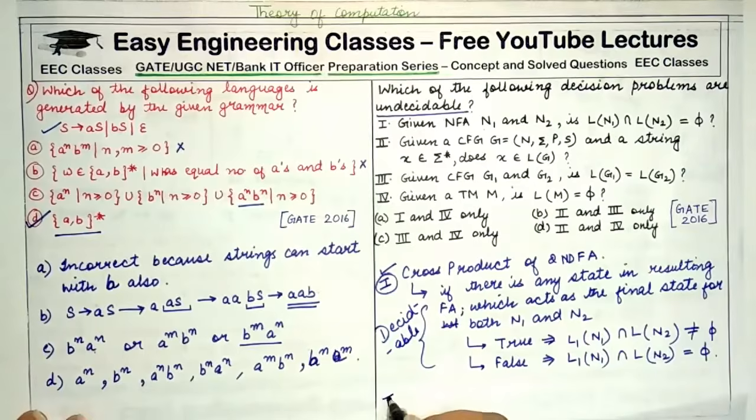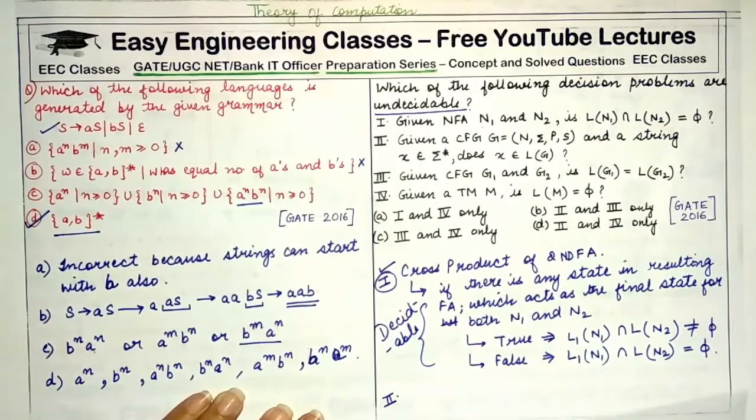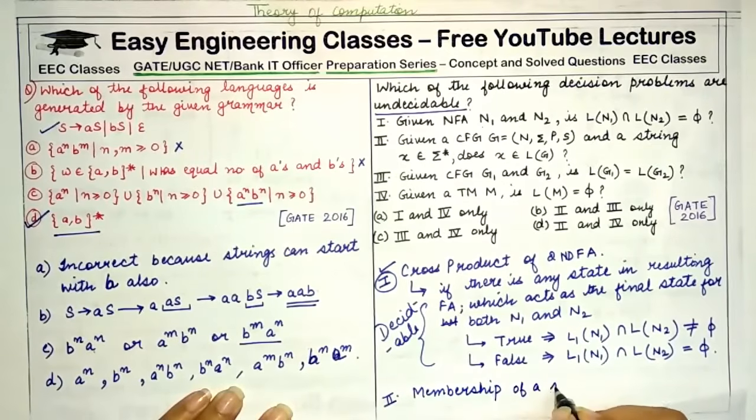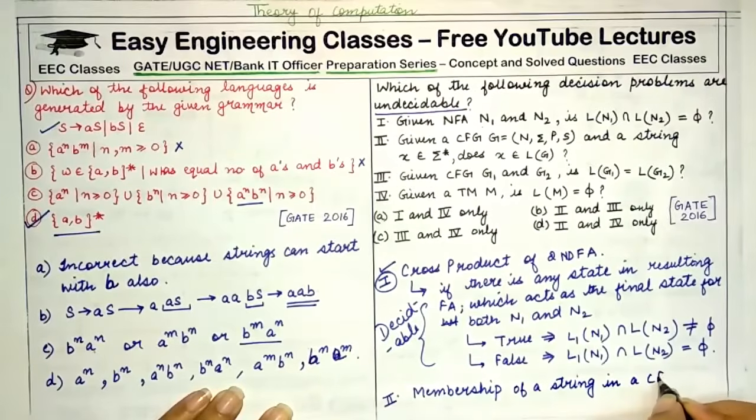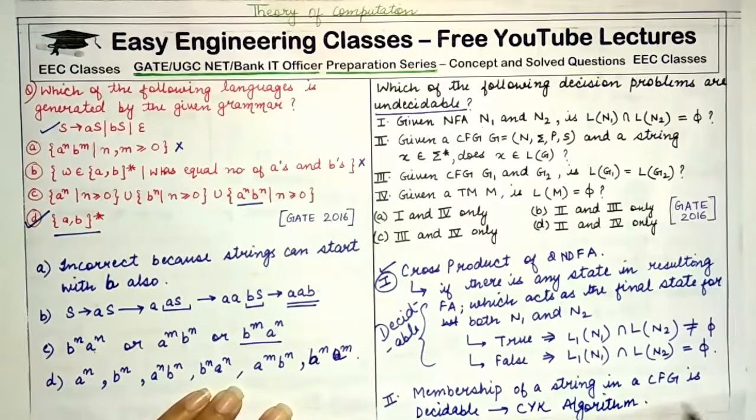Okay, now coming to the second statement, it basically asks whether the membership of a string in a particular language is decidable or not. Yes, membership of a string in a CFG is a decidable problem. It is again decidable, and it can be decided using the CYK algorithm. Okay, so again this is a decidable problem.